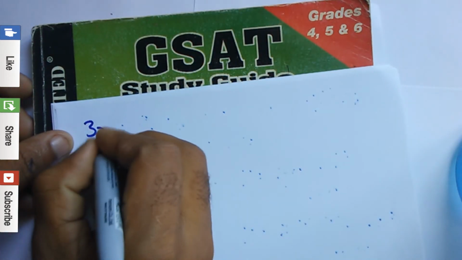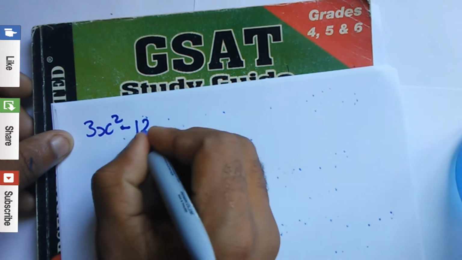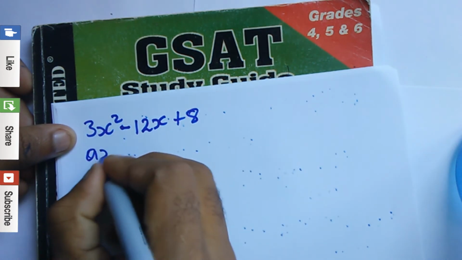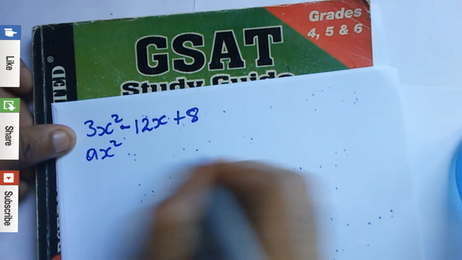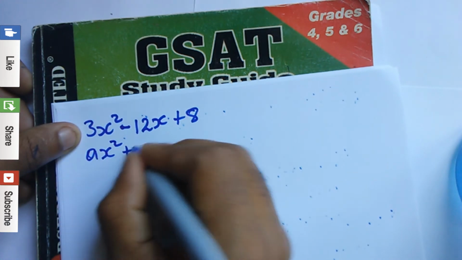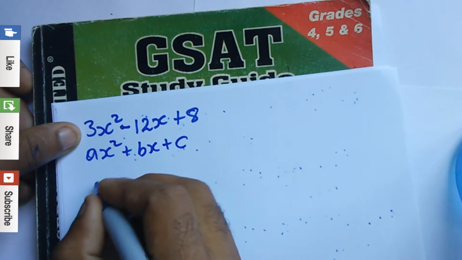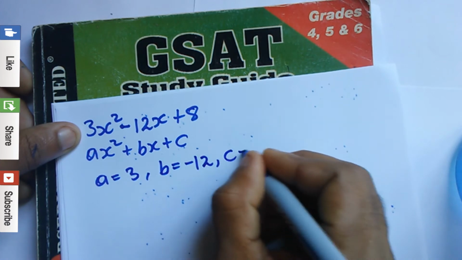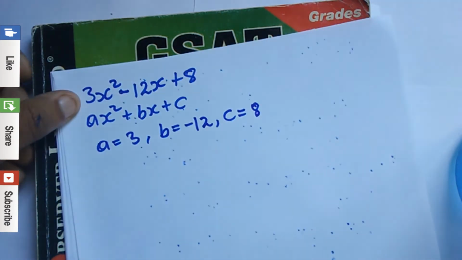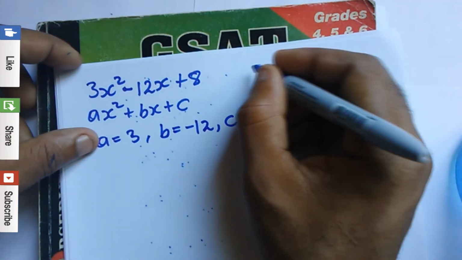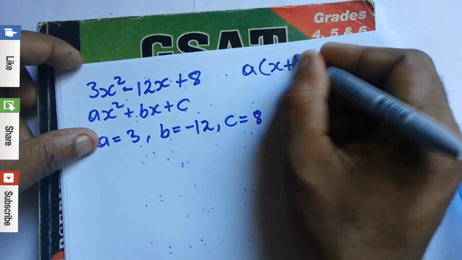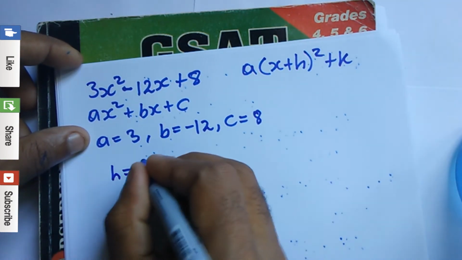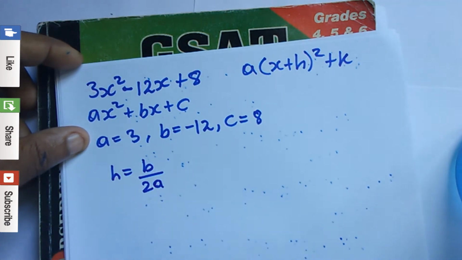So we have 3x squared minus 12x plus 8. So remember, this is written in the form ax squared plus bx plus c, which is the general form for a quadratic expression or equation. So a is equal to 3, b is equal to minus 12, c is equal to 8. We need to express it in the form a bracket x plus h close bracket squared plus k. So we know that h is equal to b over 2a. So I'm going to solve for this first.